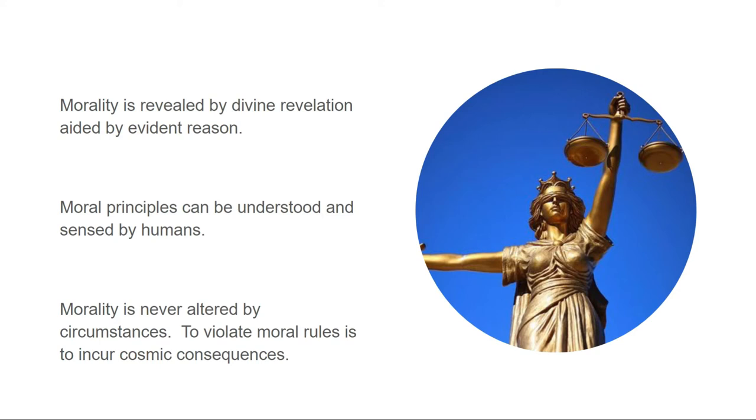And from this starting point, you come to the conclusion that moral activity or morality is never altered by circumstances. And as I said before, violations of moral rules will incur cosmic consequences. So at no point do circumstances justify taking away from some moral standard. Now you see this in the image here, justice is blind. So the idea is that she is applying universal standards without consideration to circumstances. She makes no exceptions.